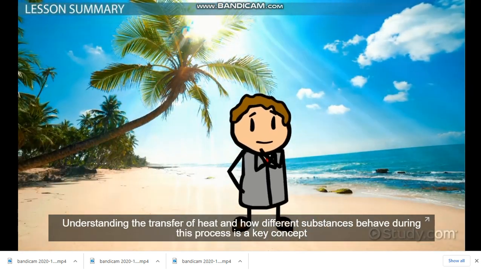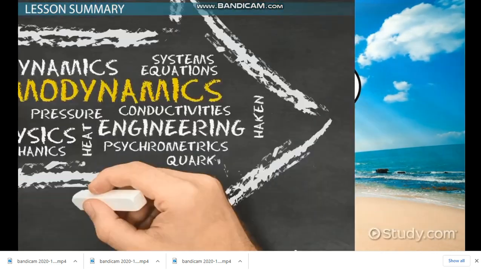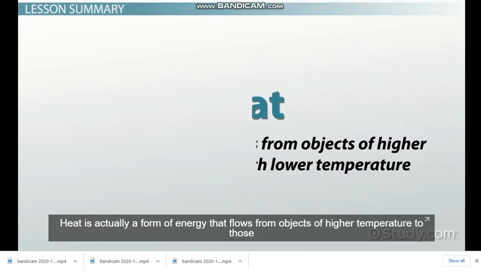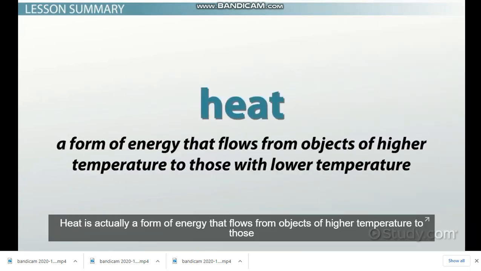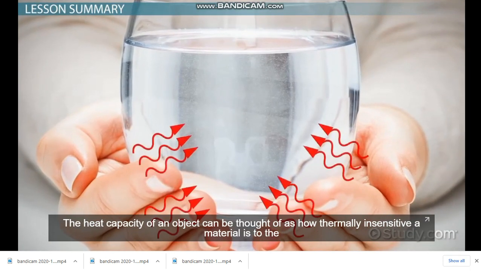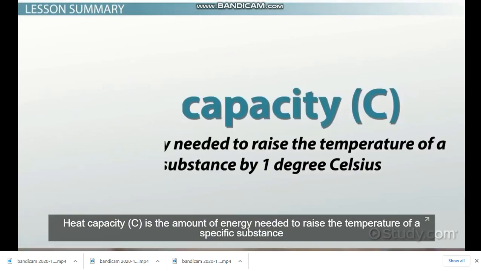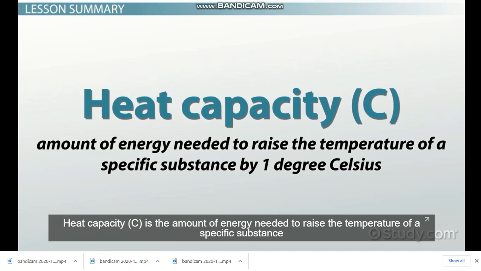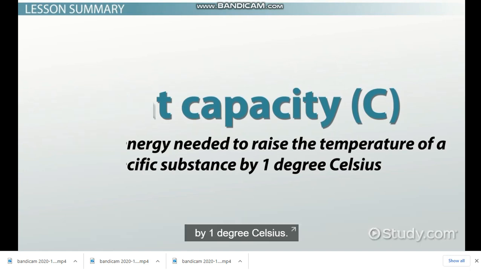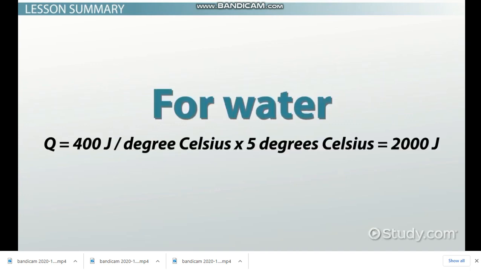Understanding the transfer of heat and how different substances behave during this process is a key concept in the field of thermodynamics. Heat is actually a form of energy that flows from objects of higher temperature to those with lower temperature. The heat capacity of an object can be thought of as how thermally insensitive a material is to the addition of heat. Heat capacity, C, is the amount of energy needed to raise the temperature of a specific substance by 1 degree Celsius.